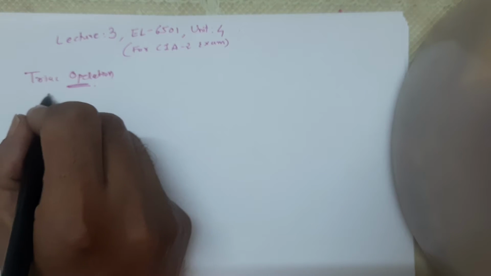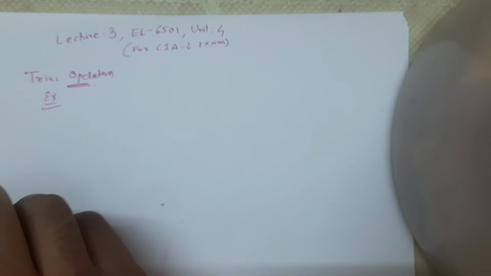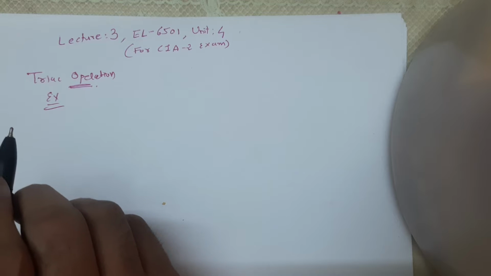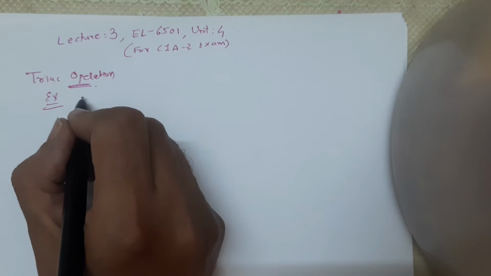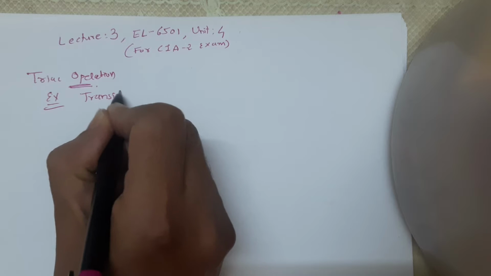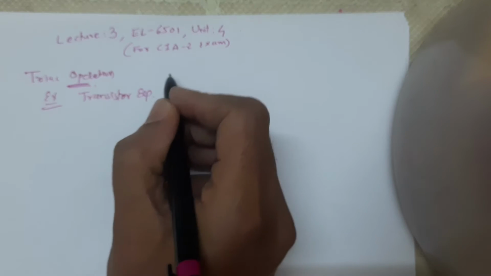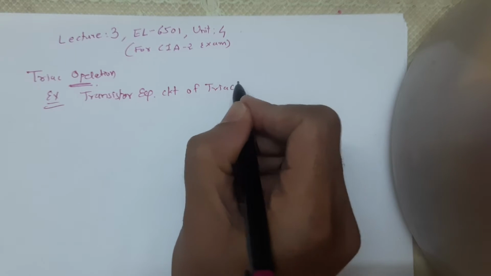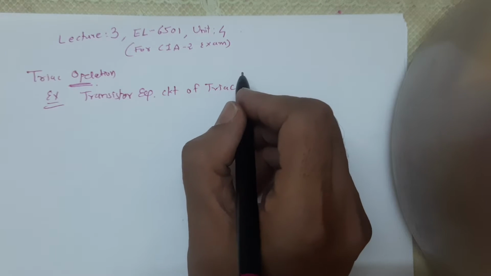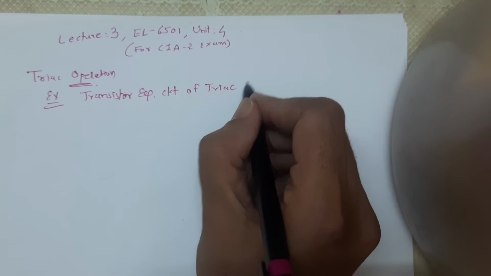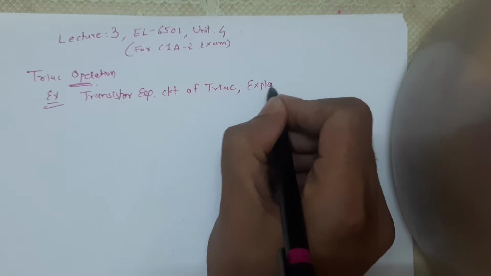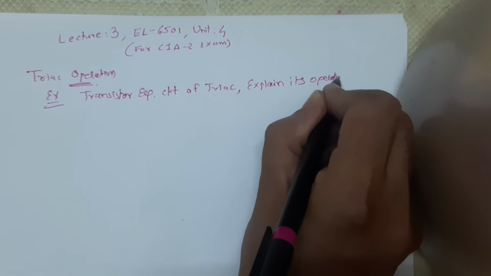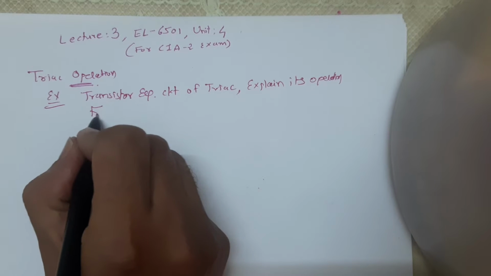Now we take one example. Draw the transistor equivalent circuit of a triac and explain its operation from the circuit.